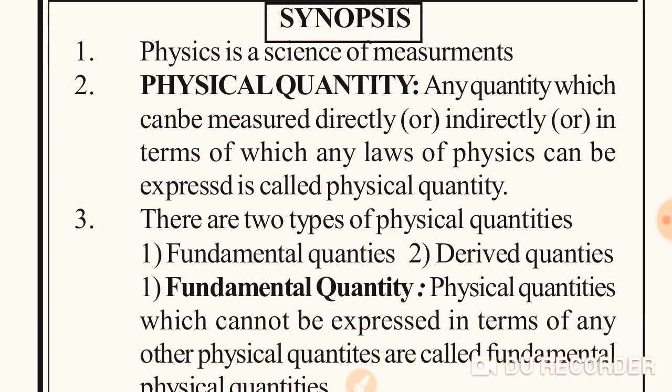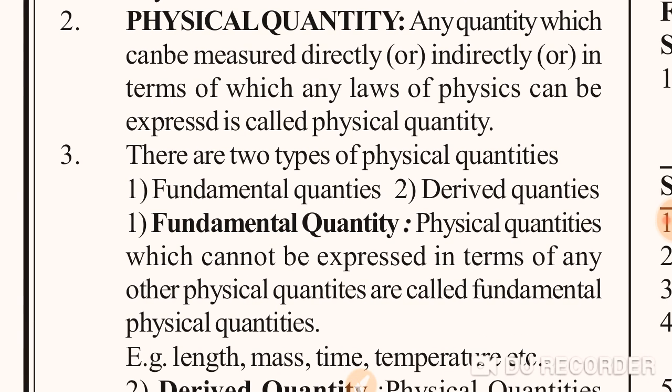Third point: there are two types of physical quantity. The physical quantity is divided into two categories: first, fundamental quantities, and second, derived quantities.